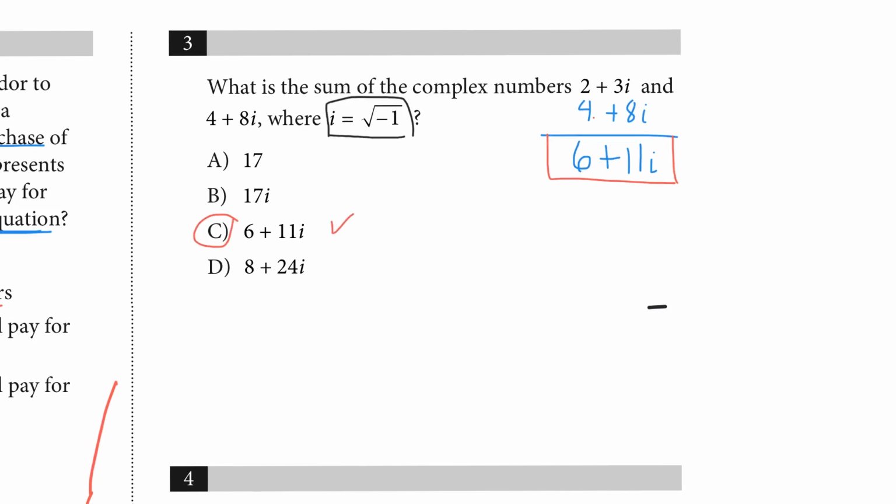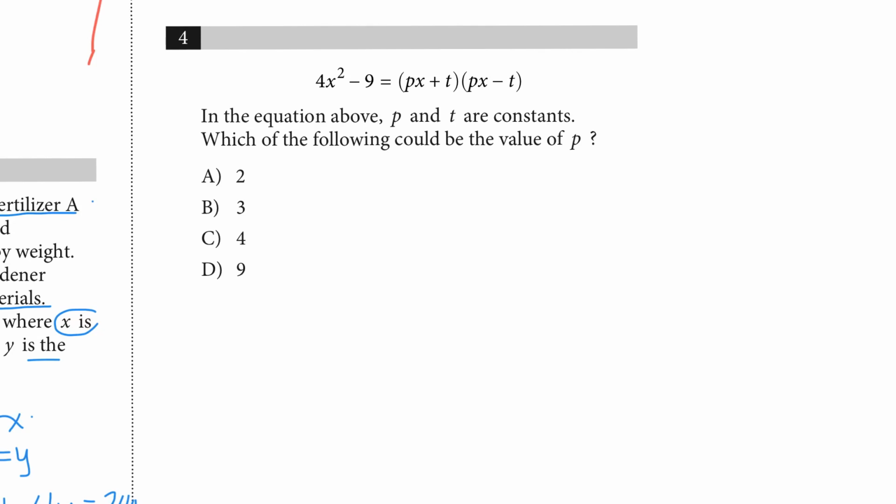That's for number 3. In problem number 4, we have 4x squared minus 9 is equal to (px plus t) and (px minus t). So this is already factored out. And if you notice what this is here, 4x squared minus 9, that's difference of squares. So if I was to factor 4x squared minus 9 as difference of squares, that would be 2x plus 3 and 2x minus 3.